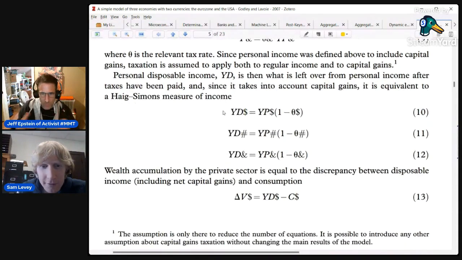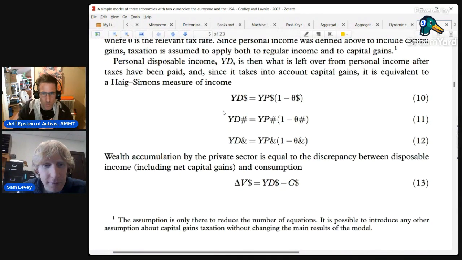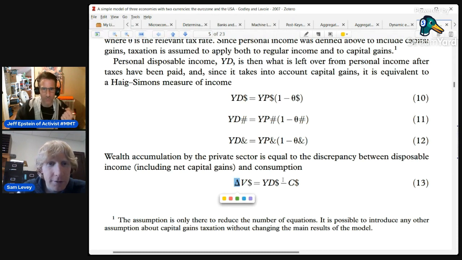All right, so your wealth is equal to your disposable income minus your consumption. So I have $10 left over after taxes. I spend 5 of them. My wealth is 5. Well, not just your wealth, but your change in wealth, right? My change in wealth is -5.